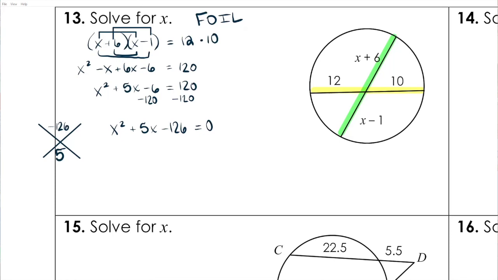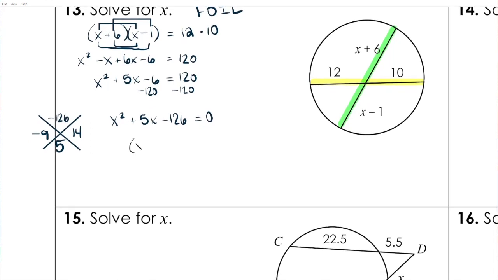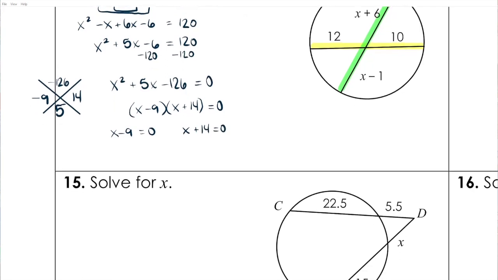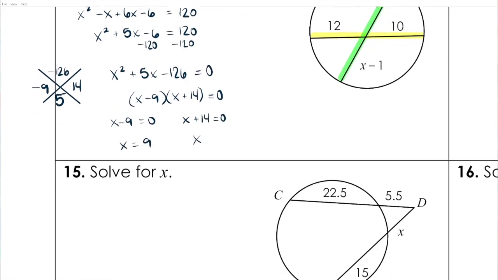So what we're going to do is we're going to scroll until we find a combination that adds to be positive 5, negative 9, positive 14. And remember, we needed the 14 to be positive because our middle number was positive. So there's our factors, x minus 9, x plus 14. Now this brings us to our zero product property. If two numbers multiply to be 0, then separately they can also be 0. So x minus 9 is 0, x plus 14 is 0. So we get x is 9 and x is negative 14.